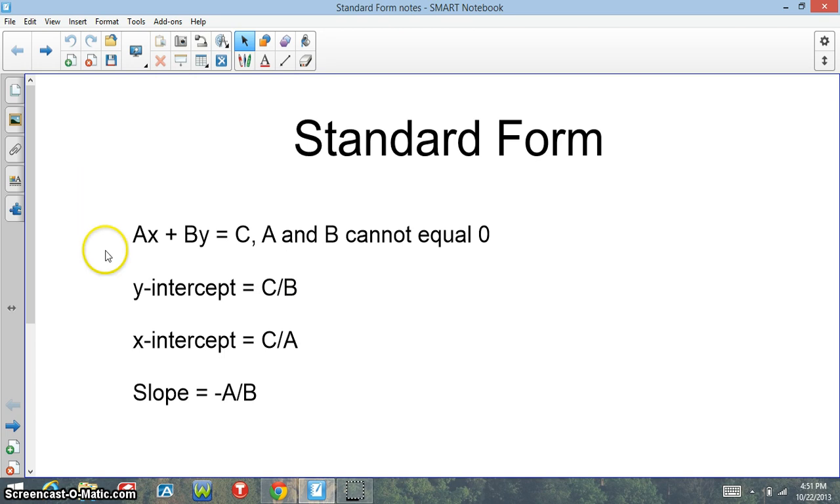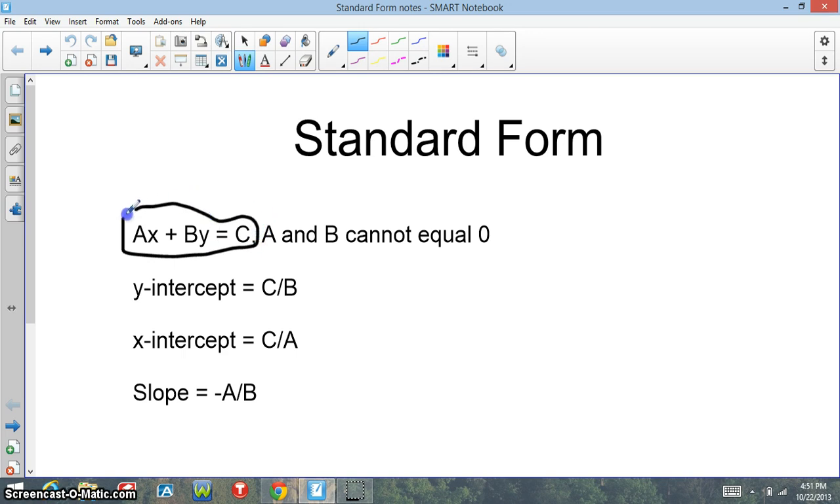Alright, so the standard form is this basic form right here, ax plus by equals c. That's our standard form. Now, a and b cannot equal 0. We'll have a little discussion in class after the quiz on why a and b cannot equal 0. So I want you to think about that before class tomorrow and try to decide why and when we would have a or b equal to 0, and what type of equation we would have.